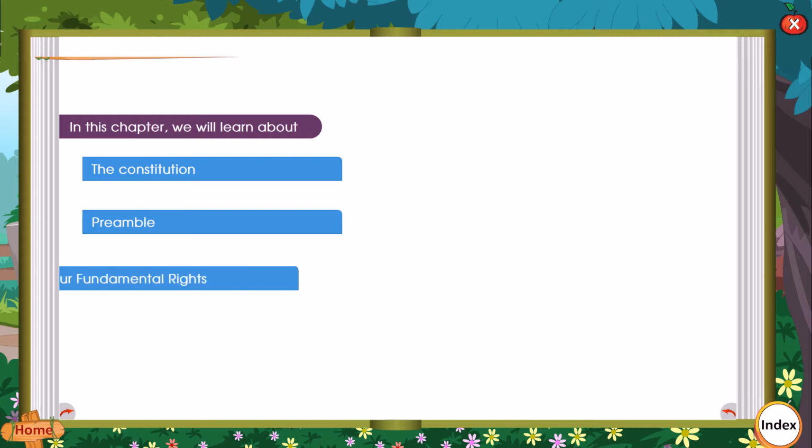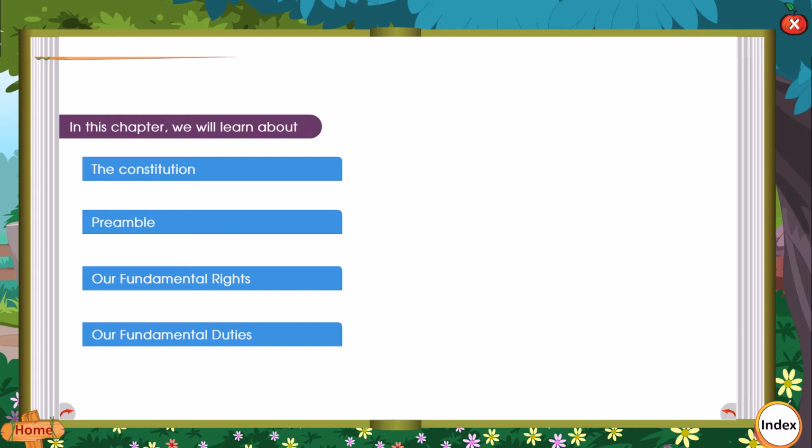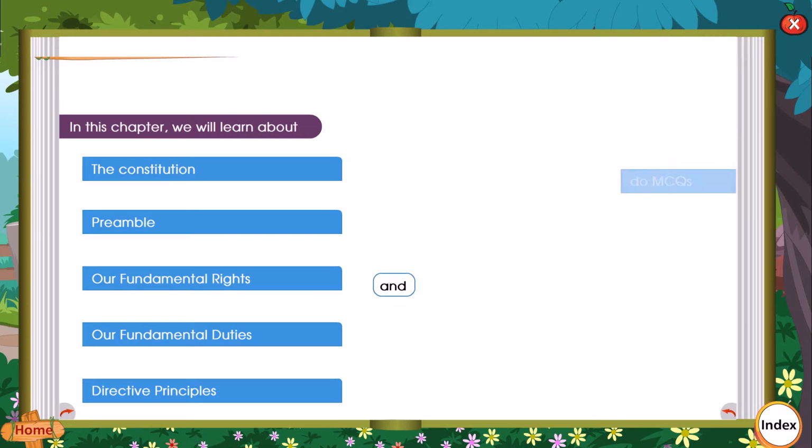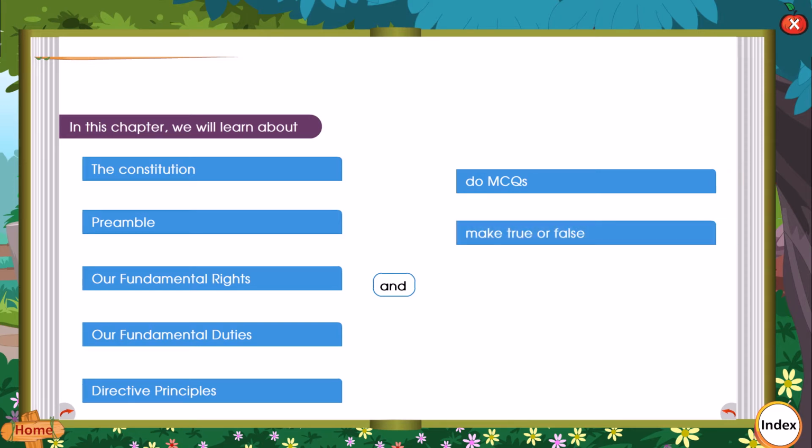the Constitution, Preamble, our fundamental rights, our fundamental duties, directive principles, and do MCQs. Make true or false. WH questions. Do an activity.